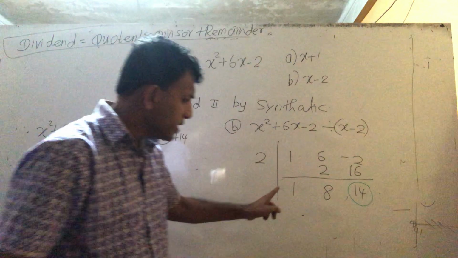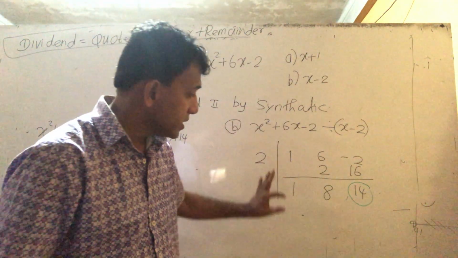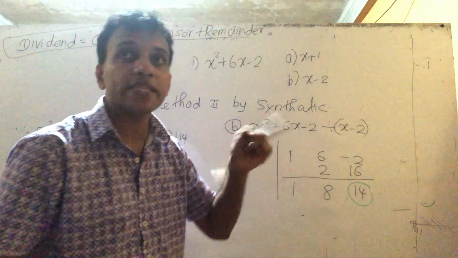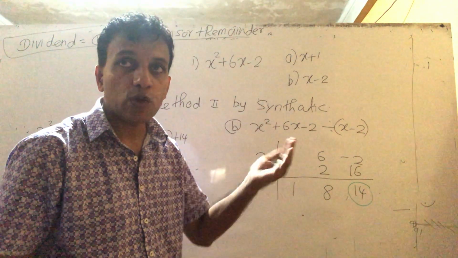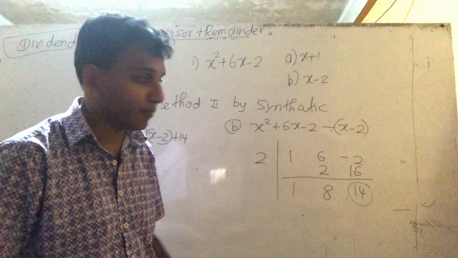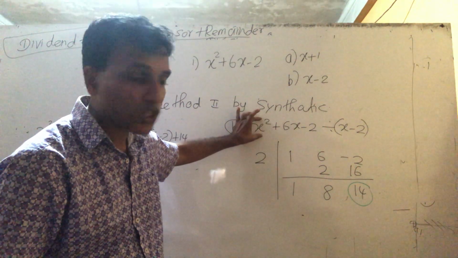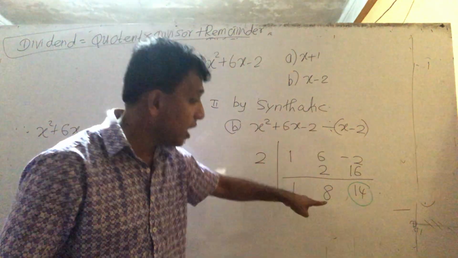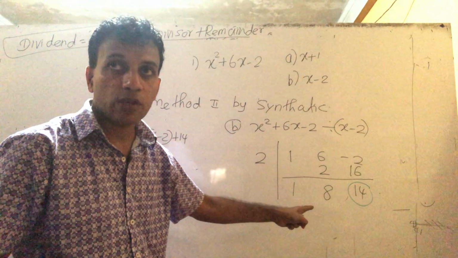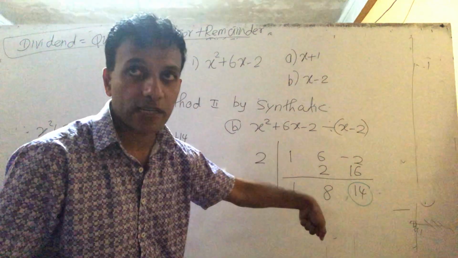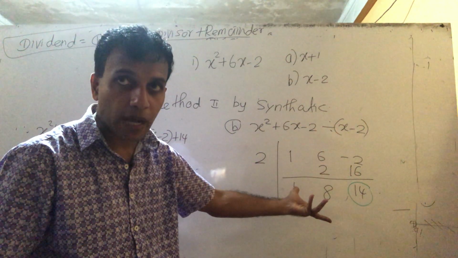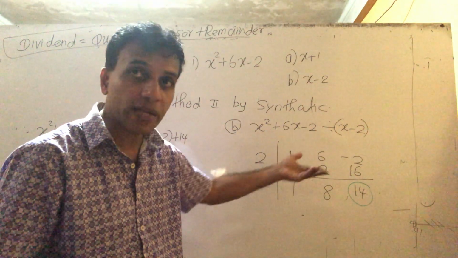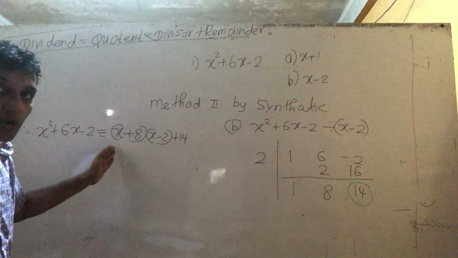Now what are 1 and 8? These are the coefficients of the answer when you divide by the synthetic method. You know, a quadratic expression divided by a linear, the answer is also linear. So 1x plus 8. Coefficient means how many x here? 1x. Next is the constant number, 8. 1x plus 8. See, you have the answer already.